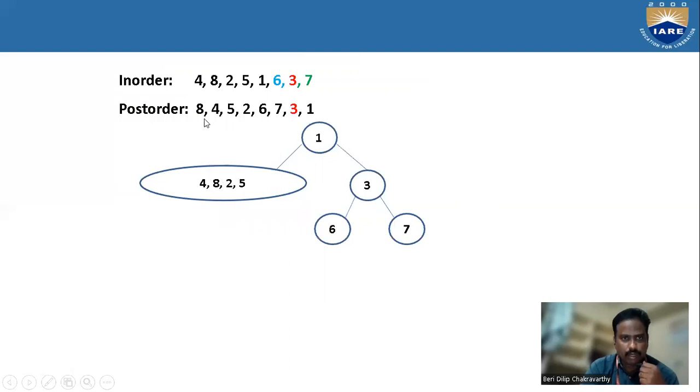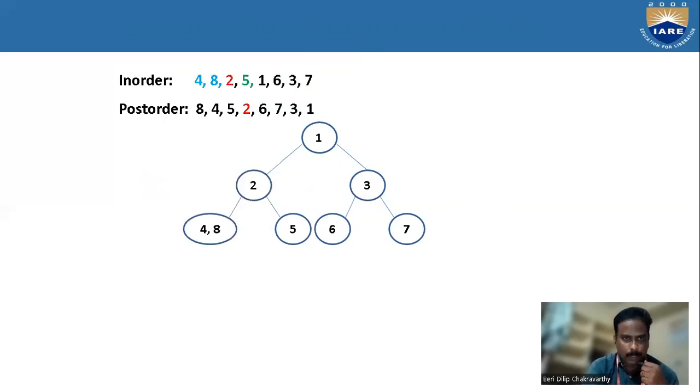Okay, similarly for 4825, which comes last? Observe here, 4825, so 2 is coming last, that means 2 is root. So observe this 2 in order. So we'll be putting here. So 48 comes left, and 5 comes right. Okay, 2 is my root, and 48 left. Okay, 5 on right.